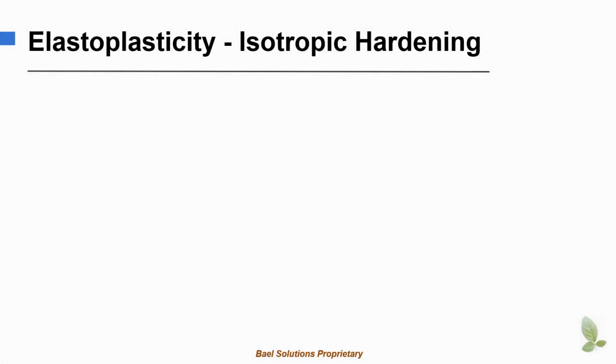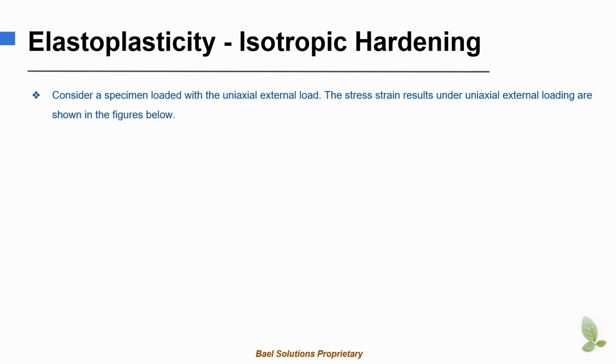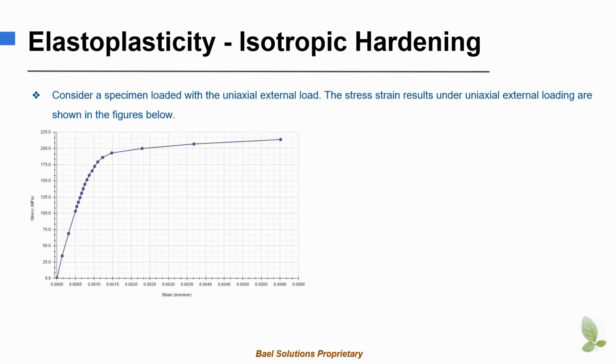Now, we are going to go through isotropic hardening. Consider a specimen loaded with the uniaxial external load. The stress-strain curve under uniaxial external loading is shown in the figures below.